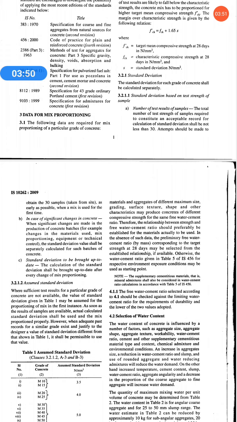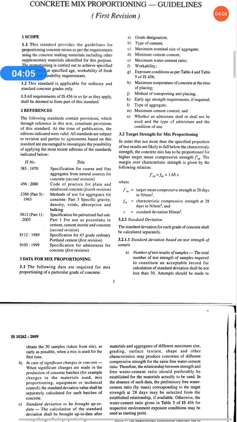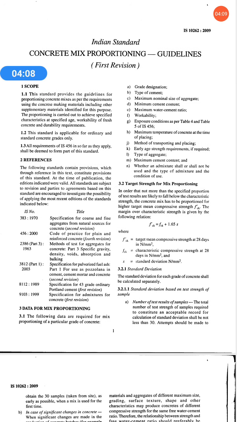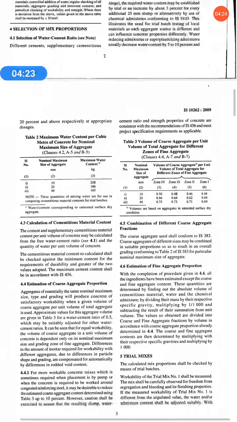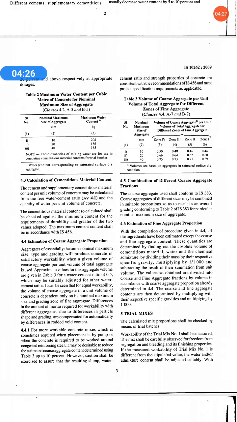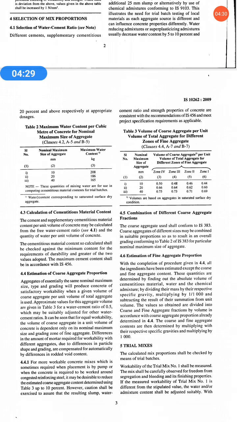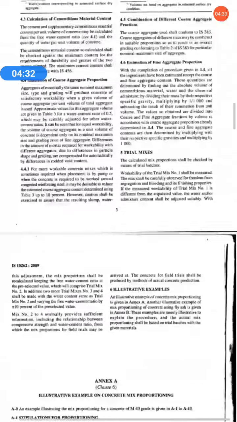In the last lecture, whatever calculations and steps I have told you, all those steps and calculations are given in this IS code in a detailed way. So you can read from this IS code as well. I have also uploaded this IS code in Google Classroom, so you can go through it there. I am directly going to the question because I have explained all these things in the last lecture. See, this is table number 2, maximum water content per cubic meter. I will show you everything.